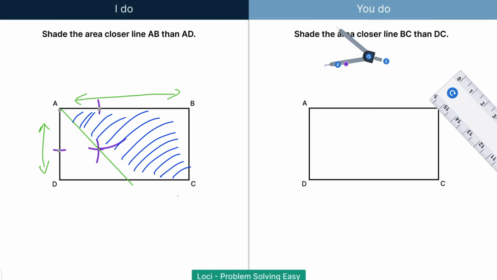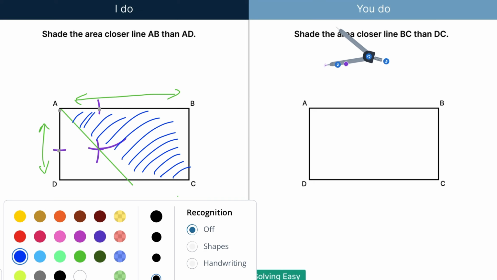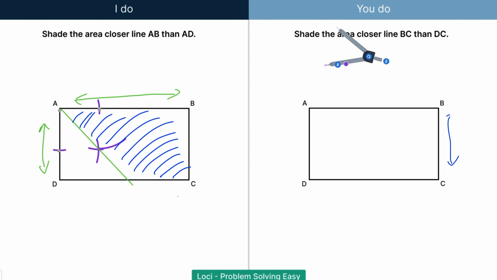So hopefully you've pressed pause and had a go at the example on the right. So the first thing, what is it asking for? The question is asking for closer to BC than DC. That means we're going to bisect that so we know exactly what the halfway point between these two lines is.